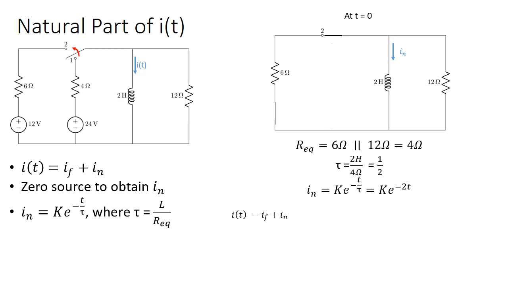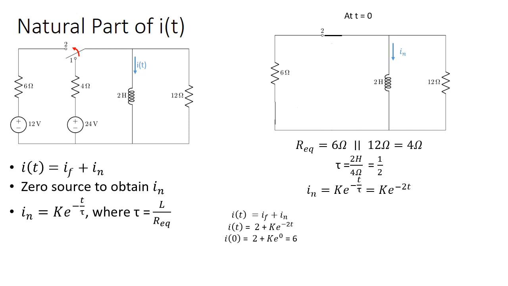So once again, I consists of a forced part and a natural part. We can put those two things in. We already found the forced solution. That is the steady state solution at t equals infinity. That's 2 amps. The natural part is k e to the minus 2t. The way that we find k is by applying initial conditions.